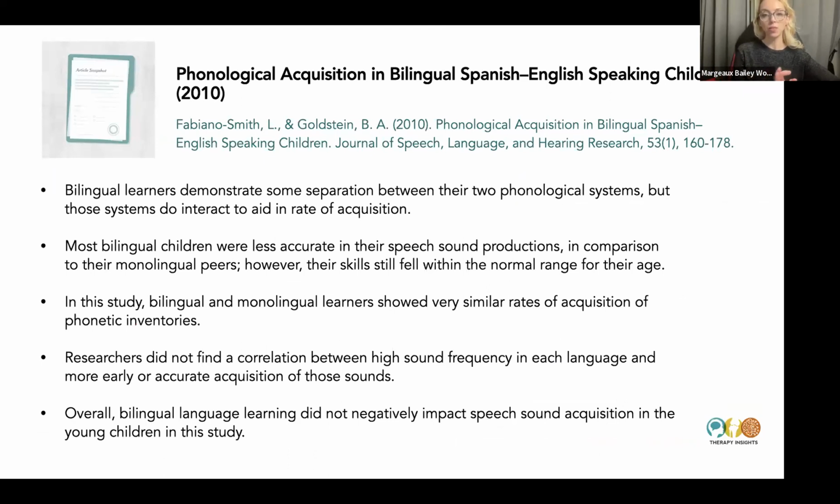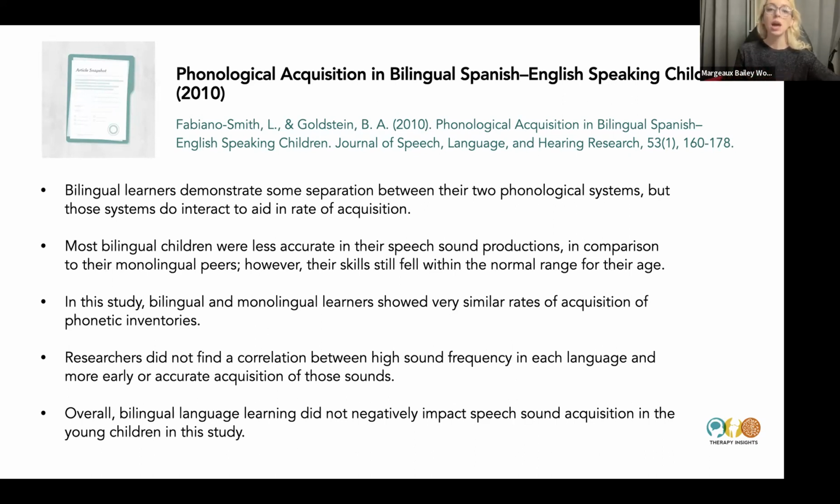The title is Phonological Acquisition in Bilingual Spanish-English Speaking Children. This study was done in 2010. The main takeaways from the article are that bilingual learners demonstrate some separation between their two phonological systems, but those systems do interact to aid in the rate of acquisition. Most bilingual children were less accurate in their speech sound productions in comparison to their monolingual peers. However, their skills still fell within the normal range for their age.